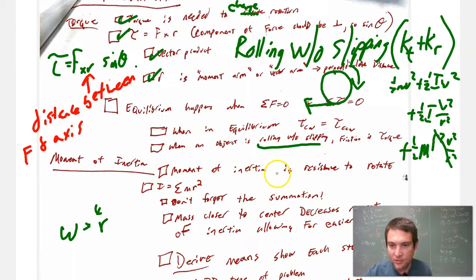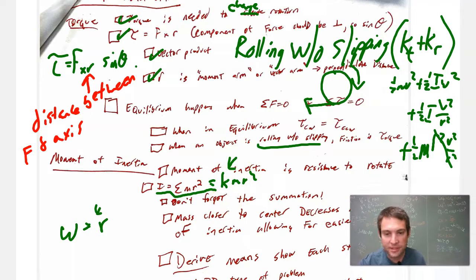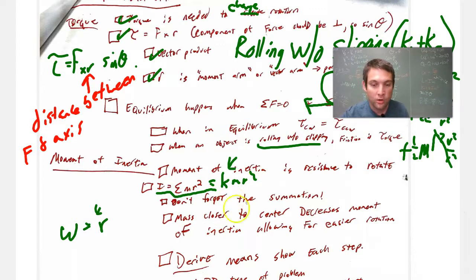Moment of inertia is resistance to rotate. I is the sum of mr squareds. It's also equal to k, your shape constant, times mr squared. That k should be given to you. Don't forget the summation. So you may have more than one piece of an object that is rotating.